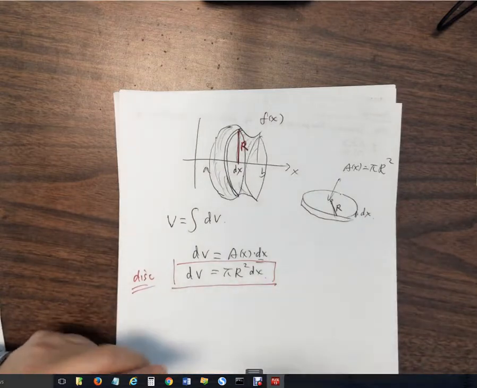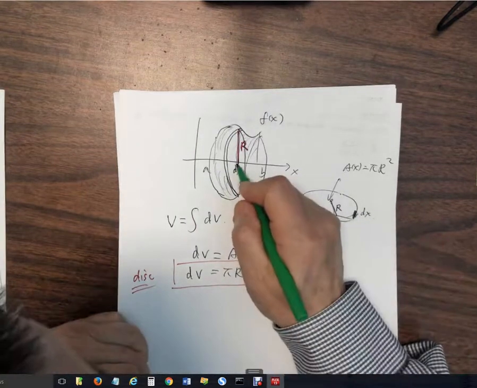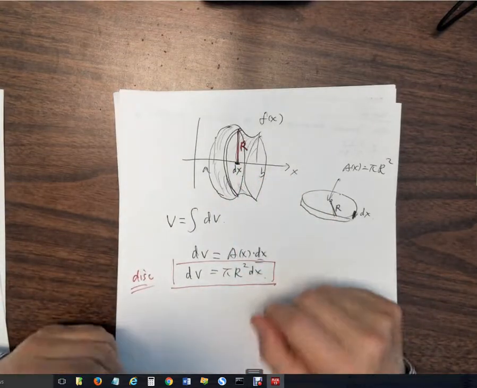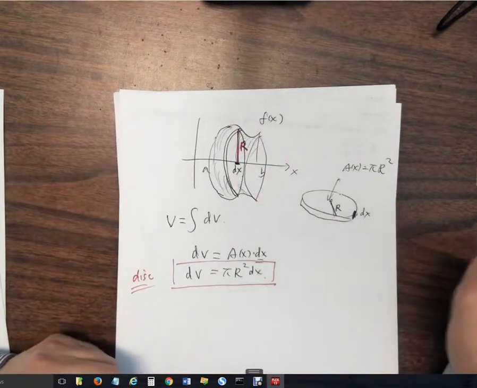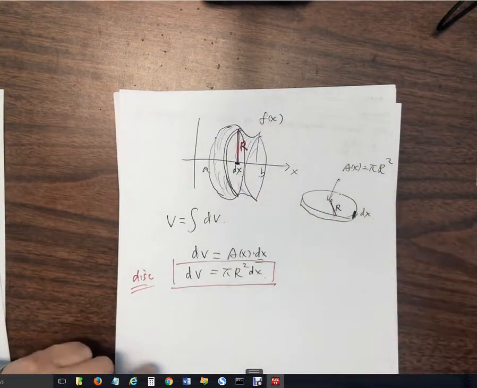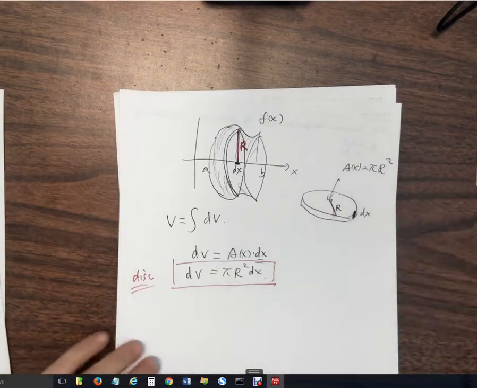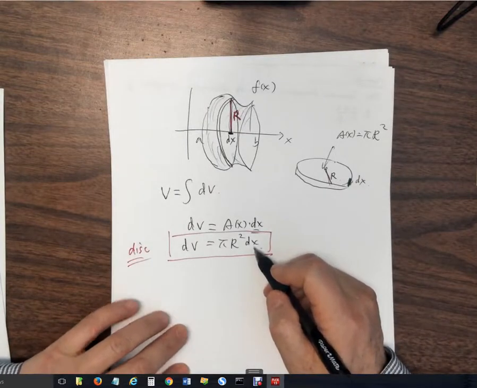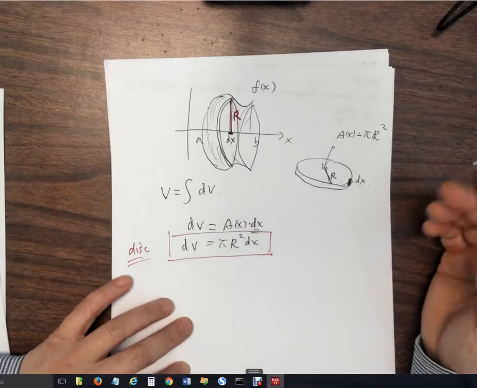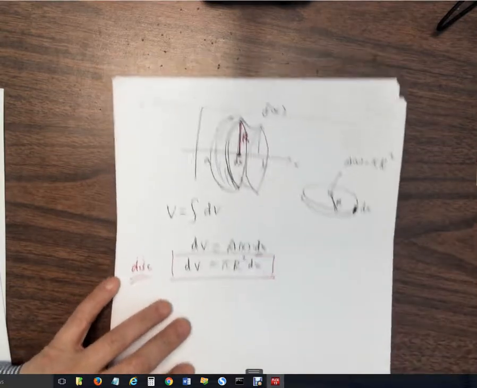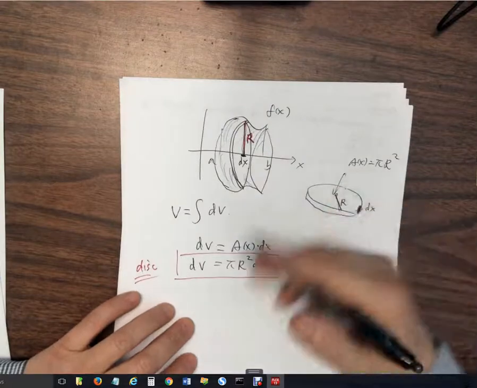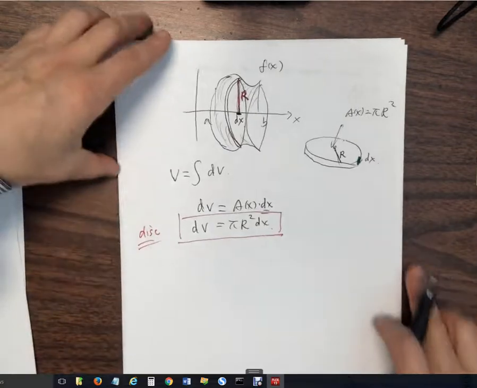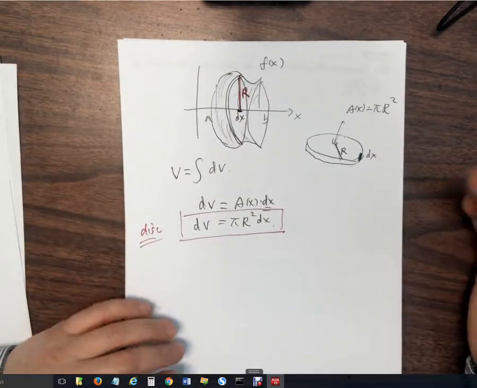dx is the width of this slice, the thickness of the slice. All right. Now the thickness could be dx, could be dy, depending on which way the region is revolved. We'll get to that. We'll explain how we get the dx, when we get the dy.